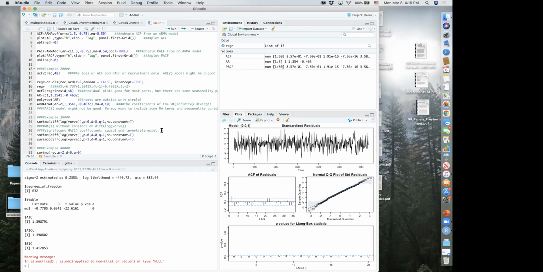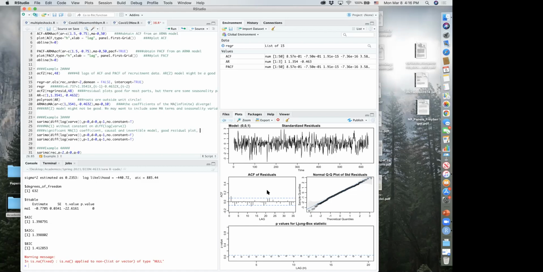And what's more important is that it gives you all these residual plots in the plot section. The first is the standardized residuals. You can see it's pretty good. So it's a good residual plot.